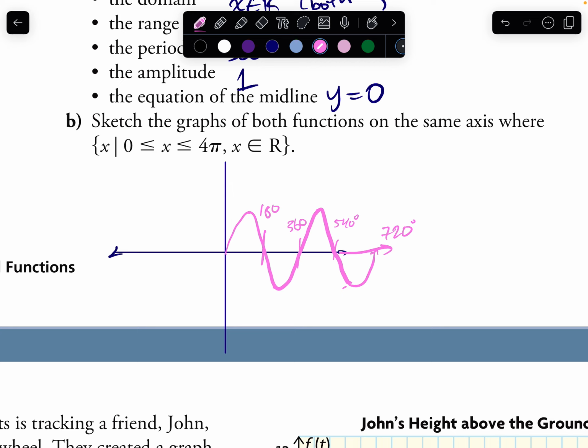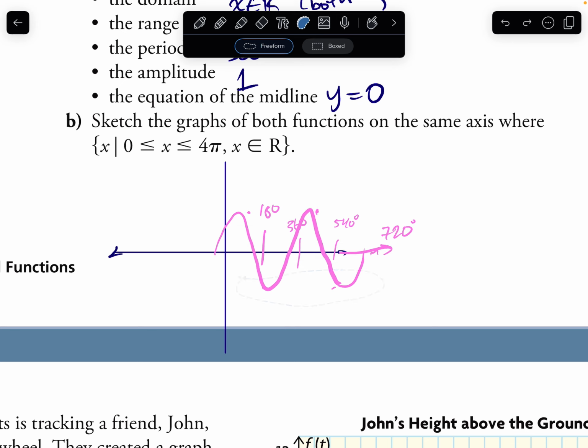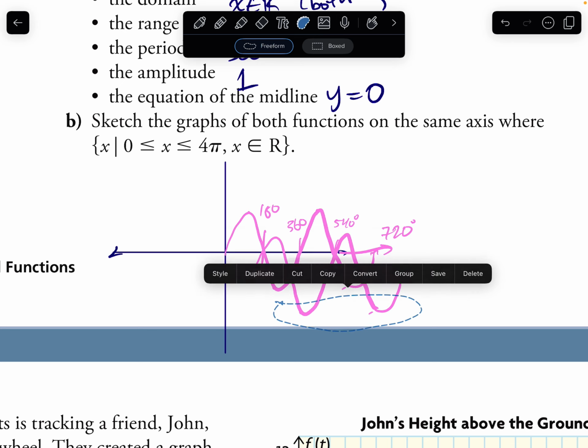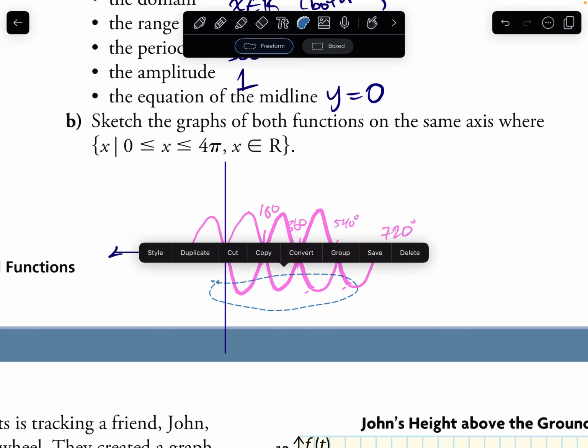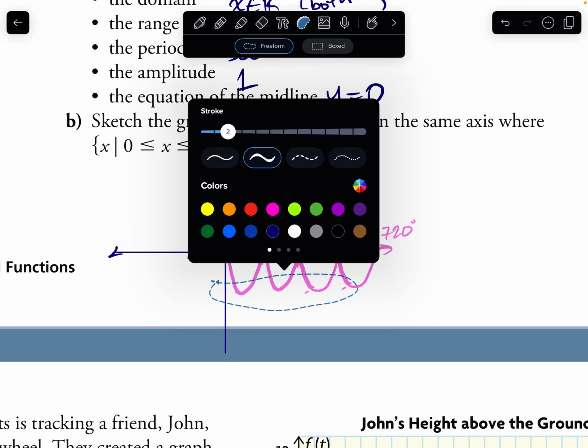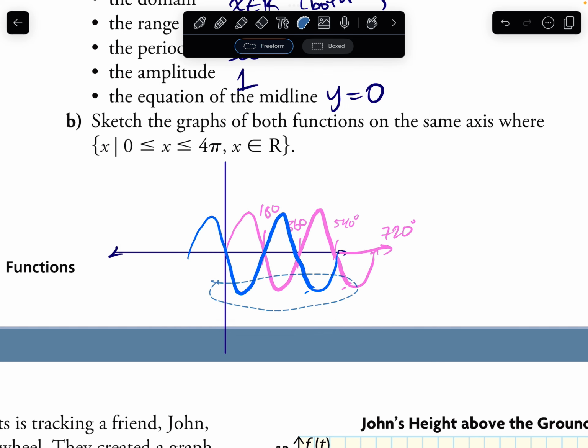And then this is cosine, it starts here. It's just the whole thing shifted. Oh my word, I'm literally just going to do this. Style. And then this would just keep going. Sweet.